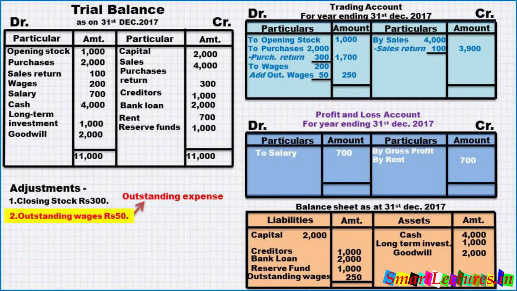So in this way we have treated outstanding expenses. Whenever there are outstanding expenses, number 1, they should be added in the inner column in the trading account or profit and loss account, and number 2, they should be taken to the liability side of the balance sheet.